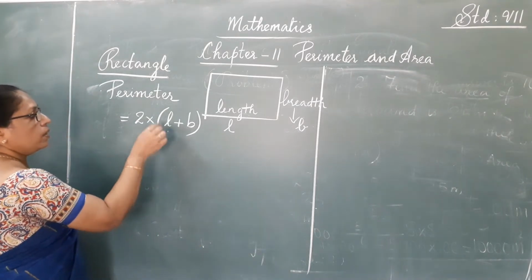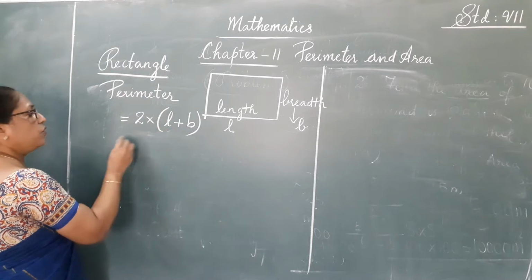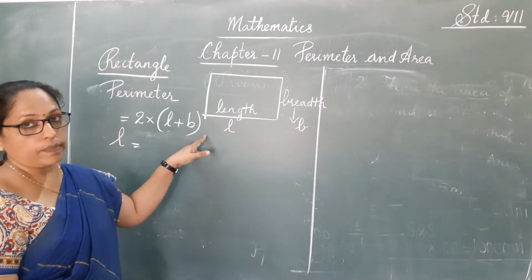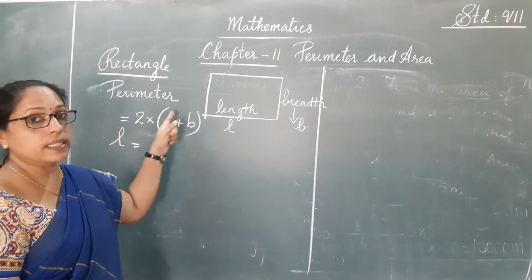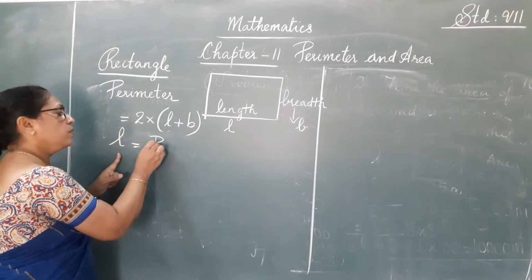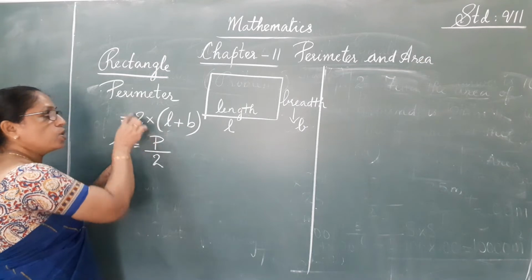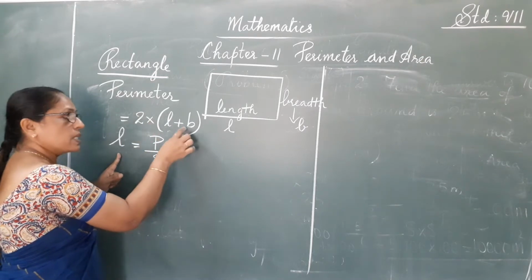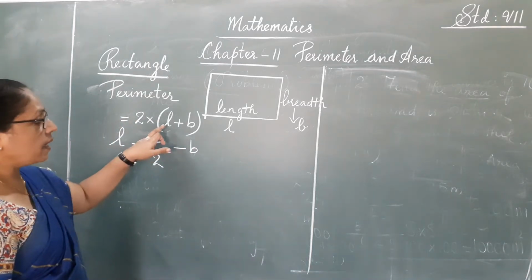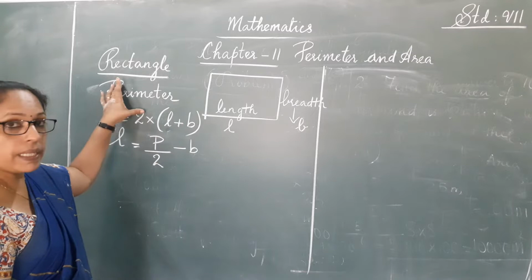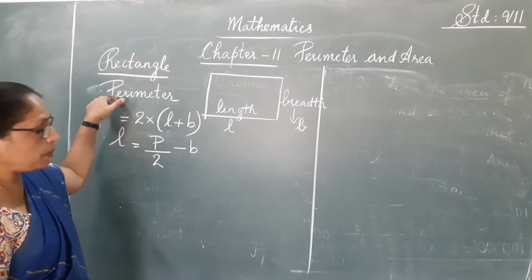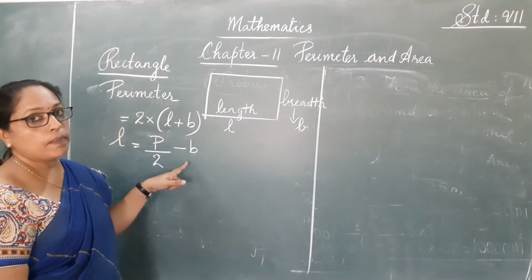Now we are going to learn how to find length from perimeter. The perimeter is 2 times the sum of length and breadth. So how do you find length? To find length, first divide the perimeter by 2, and the plus B becomes minus B. So to find the length of the rectangle from perimeter, the perimeter should be divided by 2 and the plus B becomes minus B.